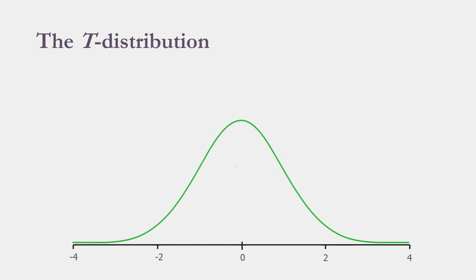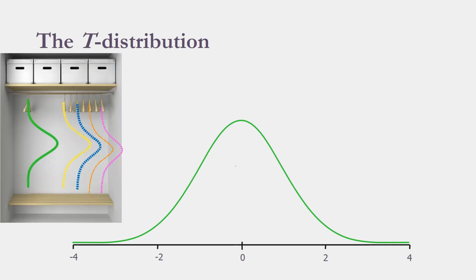This is where our t-distribution comes in. So the t-distribution is a familiar looking shape, and that green distribution there is actually the normal distribution. Beautiful bell shape, normal distribution. But the t-distribution isn't just one thing, it's actually a whole family of distributions. So you can see in the closet there's a bunch of different ones. And depending what situation you're in, you'll use a slightly different one.